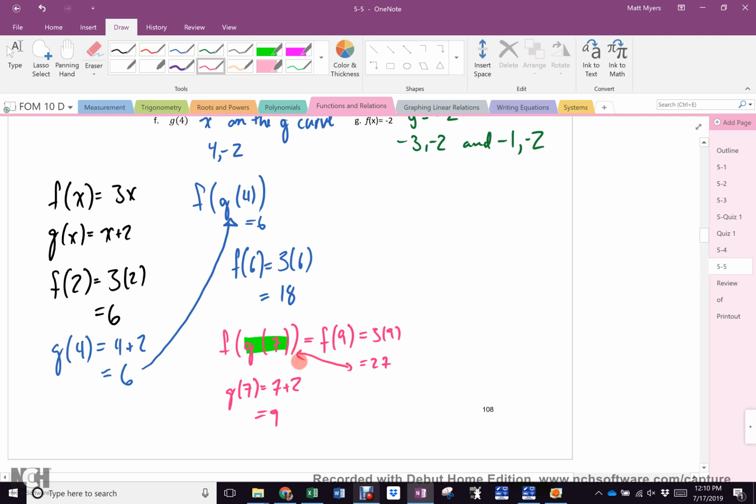Now, I asked you to do this with 3 functions. So we'll start with the 1. f of x equals 1/2 x plus 3. g of x equals 3 minus 2x. And h of x equals x squared.